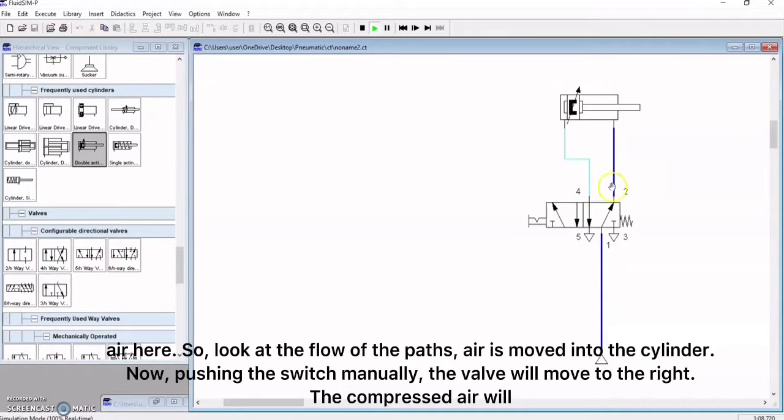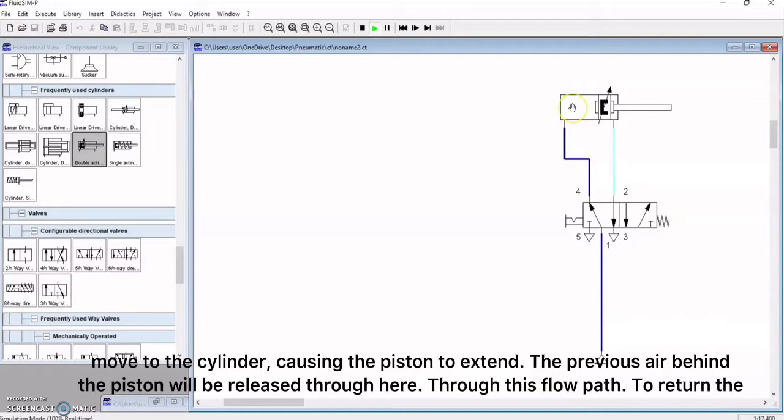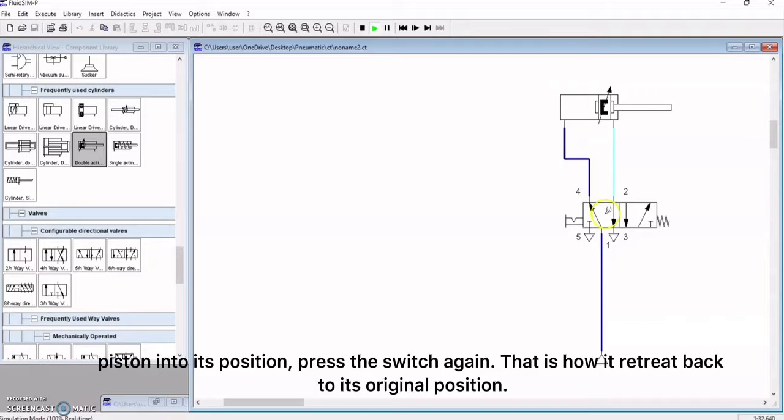Now, pushing the switch manually, the valve will move to the right. The compressed air will move to the cylinder, causing the piston to extend. The previous air behind the piston will be released through here, through this flow path, to return the piston into its position. Press the switch again. That is how it retreats back to its original position.